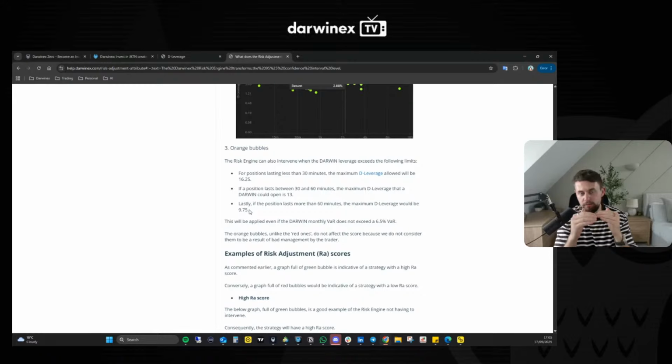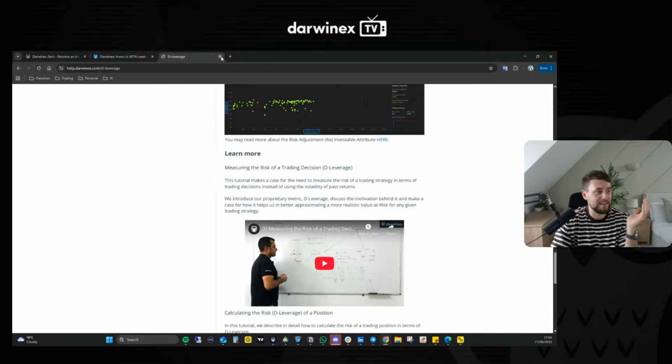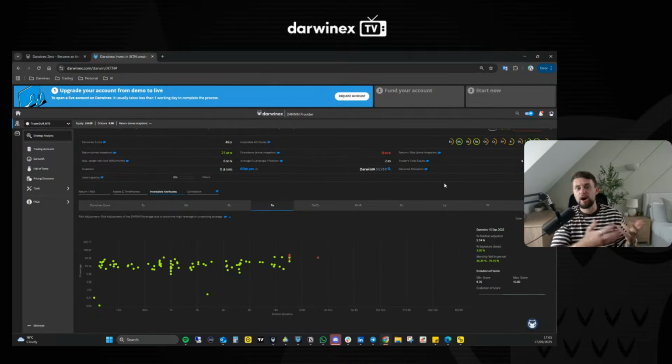Okay, the risk engine might shave off like 5% of that trade to get the deleverage back underneath 9.75. It does it holistically. There's no kind of reason. It's not against any specific trade or strategy or style. It does it based on the deleverage and the deleverage only.